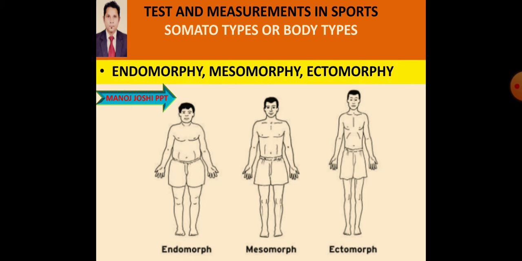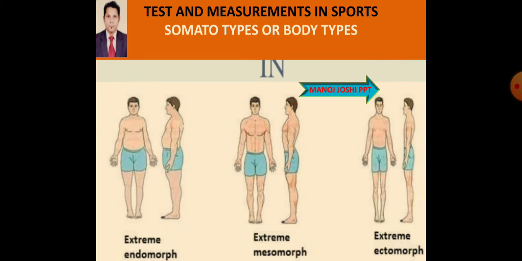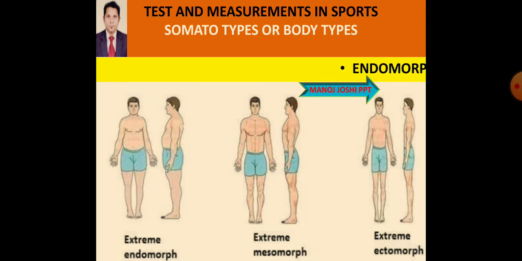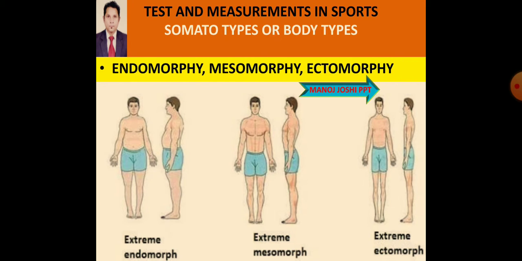There we will see the extreme endomorph, extreme mesomorph and extreme ectomorph. Endomorphy, mesomorphy and ectomorphy. So the body types are known as endomorph, mesomorph and ectomorph.